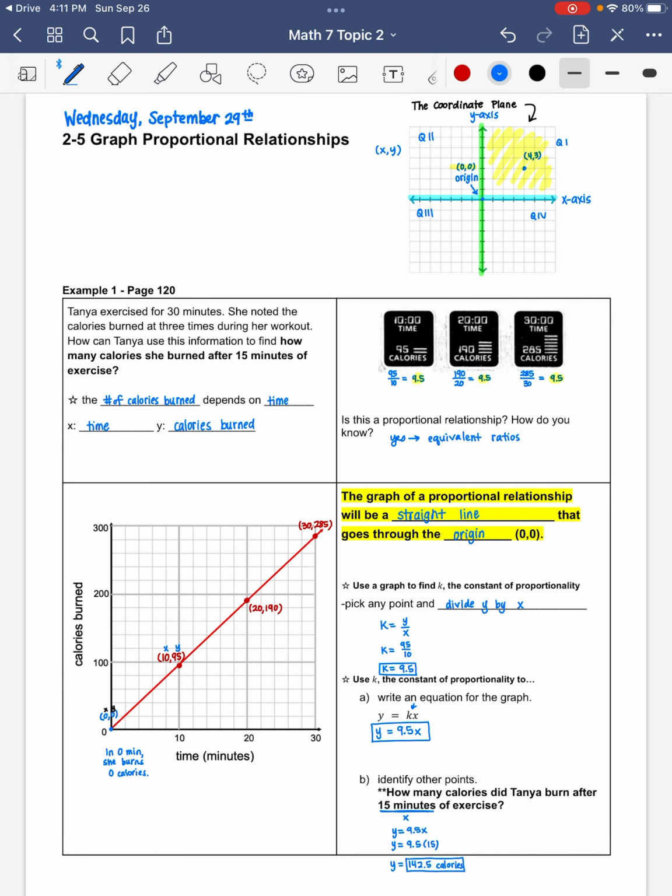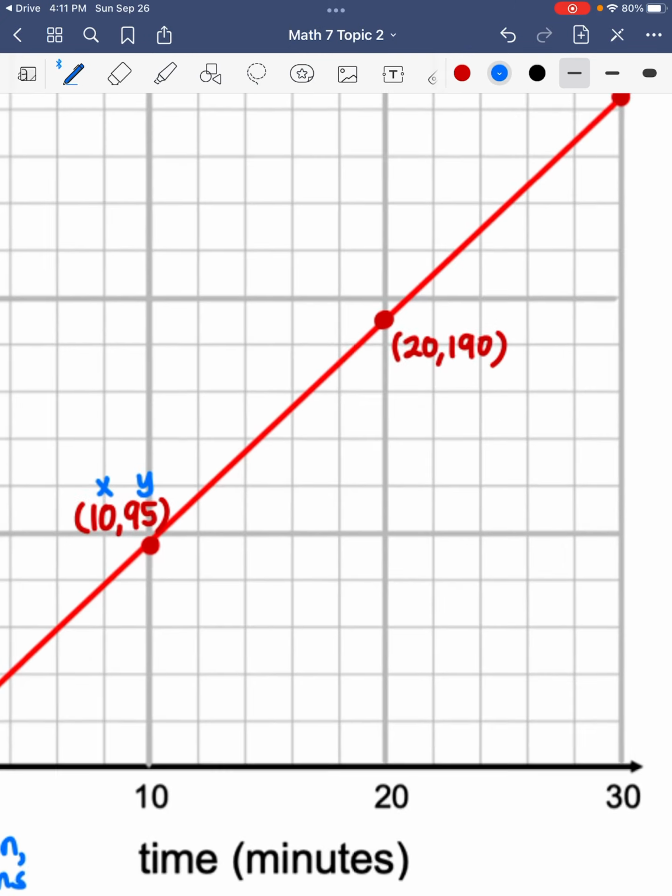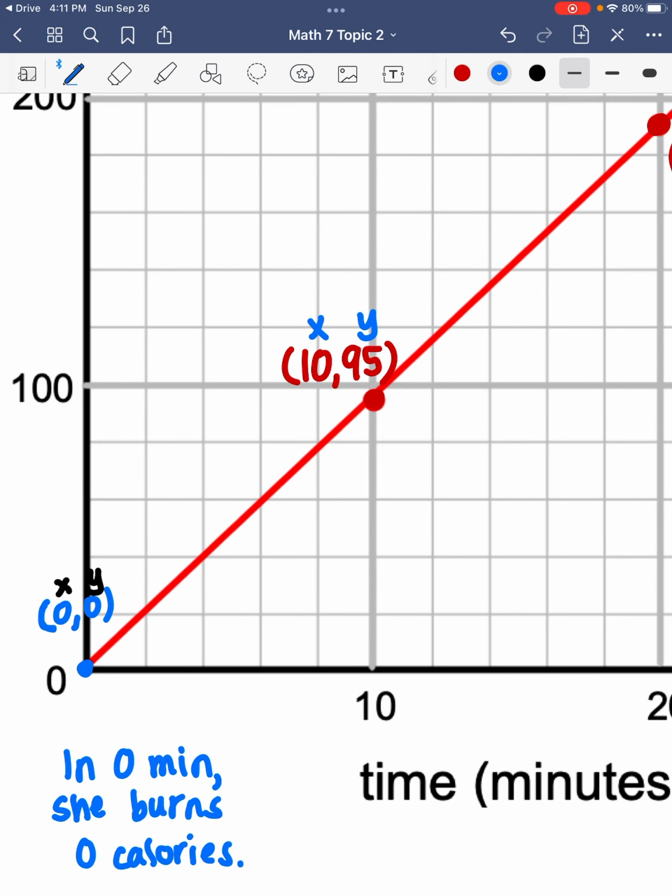And we can also verify that answer using our graph. So when I look at how this is labeled, I know that that first gray line is 10 on the x-axis. So 2, 4, 6, 8, 10, 12, 14, 16. So 15 is right in between 14 and 16, right? So I'm looking at minute 15. So it's going to be about right there, right?